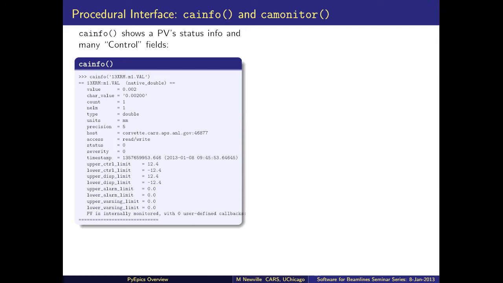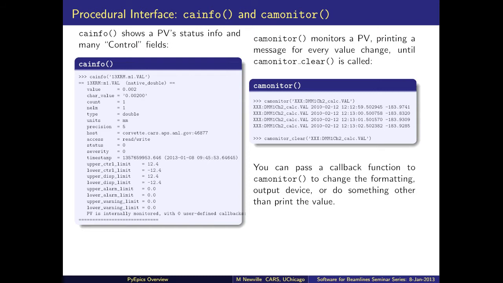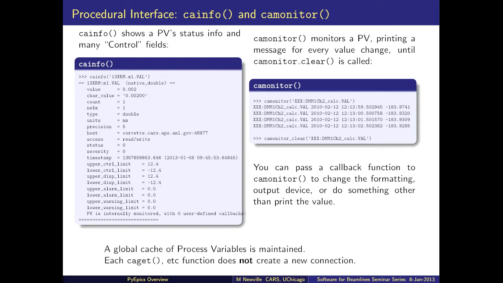There's also an info that lists the control fields that come with a PV, and there's a monitor, which is a very simple monitoring of a PV. This just prints out a message for every value change. You can use CA monitor and pass in your own Python function that will be called instead of just doing a print. But once you get to that point of sophistication, you might as well use a PV, which can do the same thing slightly more robustly. The caput, info, monitor, and get functions use a global cache of process variables internally.